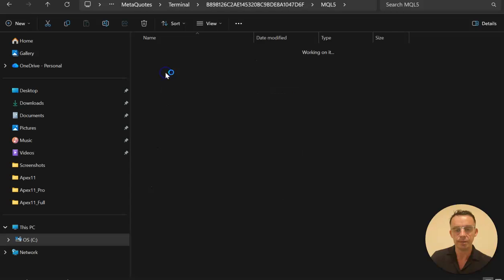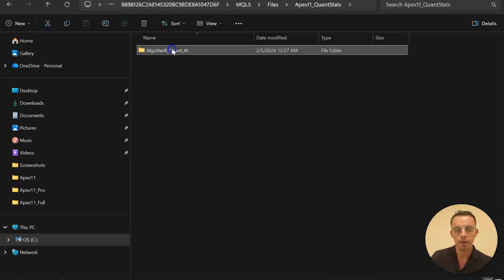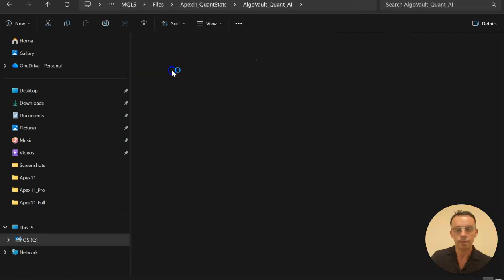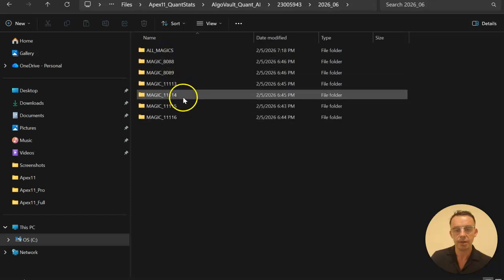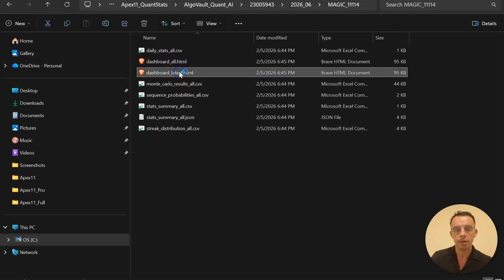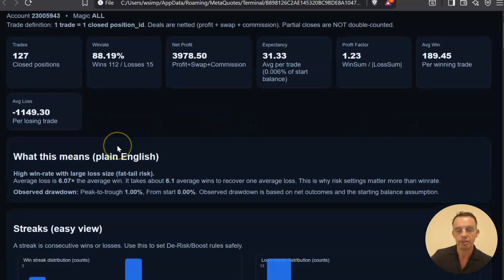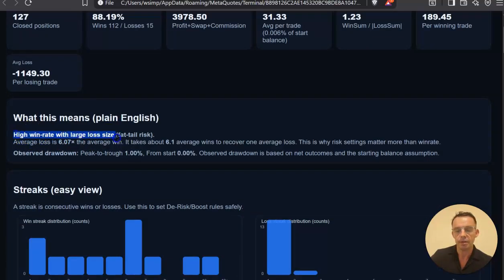We'll go to Files, AlgoVault Quant. The account number we're using. Then the magic number we put in, which was this, four ones. And we'll open up the dashboard that it creates. So this is just telling you all the statistics, all the trades so far. Profit, loss, average win, average loss. It breaks down high win rate with large fat tail losses. We counter that with reducing trade size.